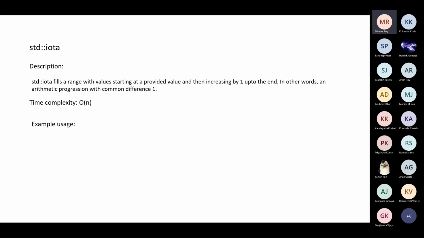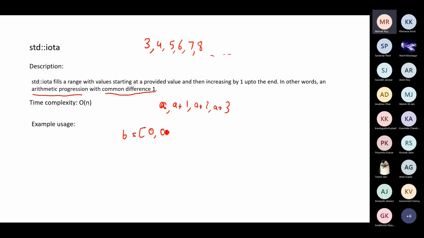Now we are looking at std iota. So iota basically starts with some value. Say if I'm starting with value 3, then it will fill with 3, 4, 5, 6, 7, 8, and so on. So it is an arithmetic progression with common difference 1. You provide the starting term a, and now iota will fill a plus 1, a plus 2, a plus 3. So say you have some array b, which is just filled with zeros at the beginning.